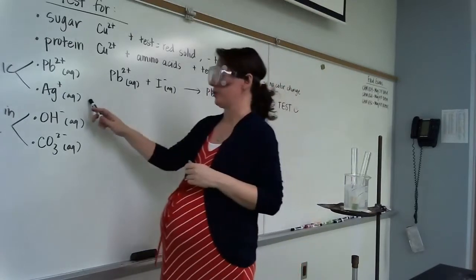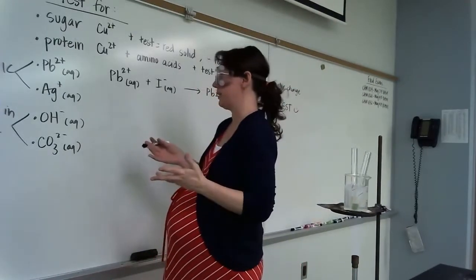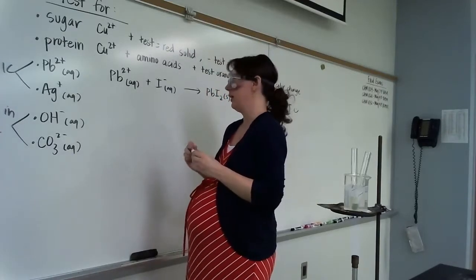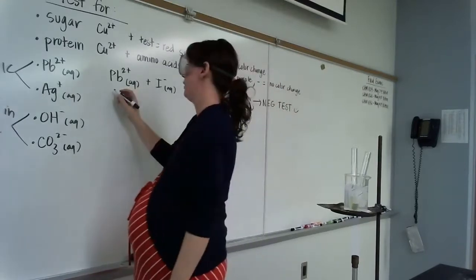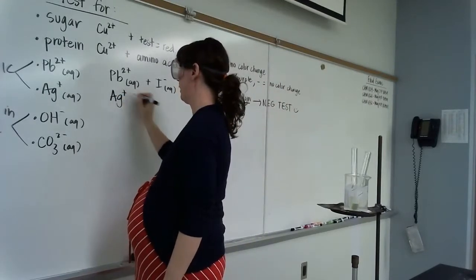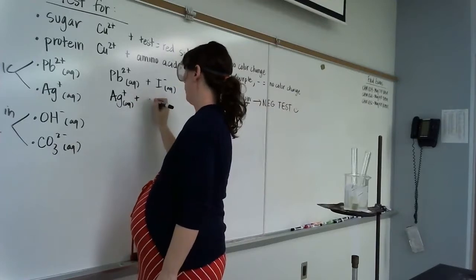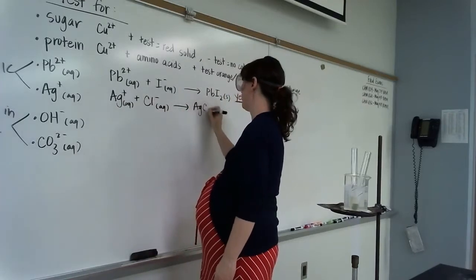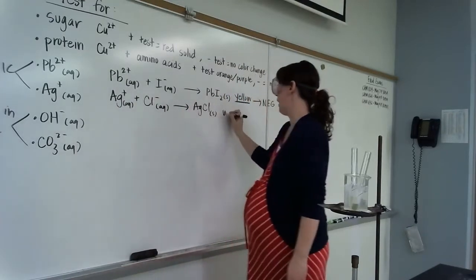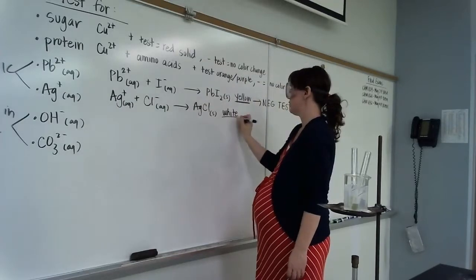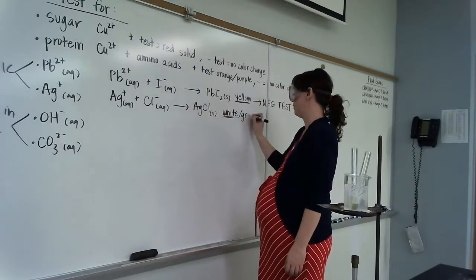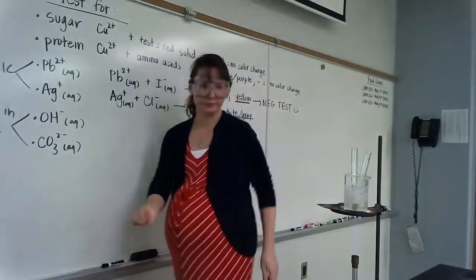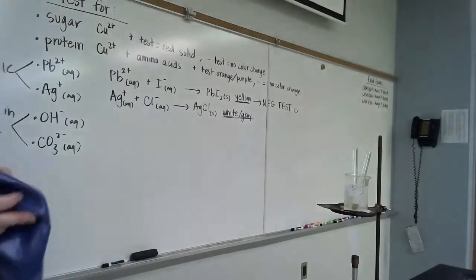Okay, we want to try to test for the presence of silver ion. We're going to do something similar. We're going to precipitate it out really easily. We can add chloride. Iodide would work too. Ag+ (aq) plus Cl- (aq) produces AgCl solid. And this is a white solid. Well, it's actually like a white gray. It's like a whitish gray kind of color. So that's what a positive test would look like.